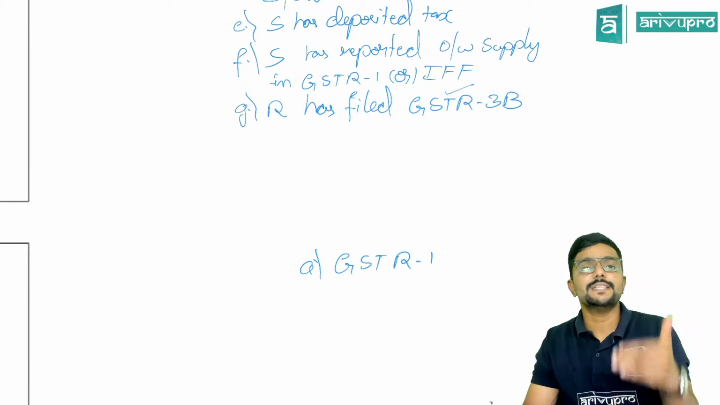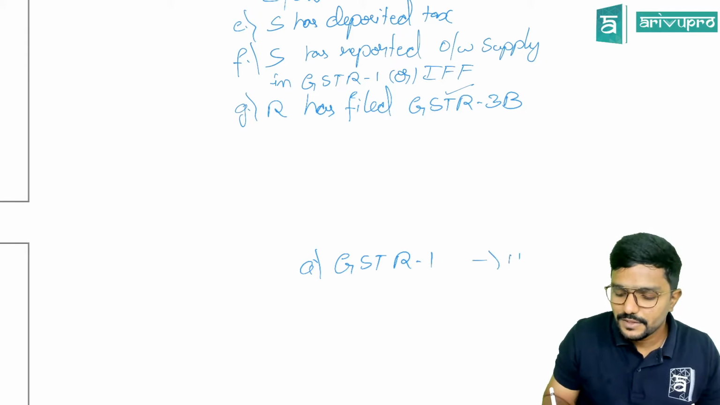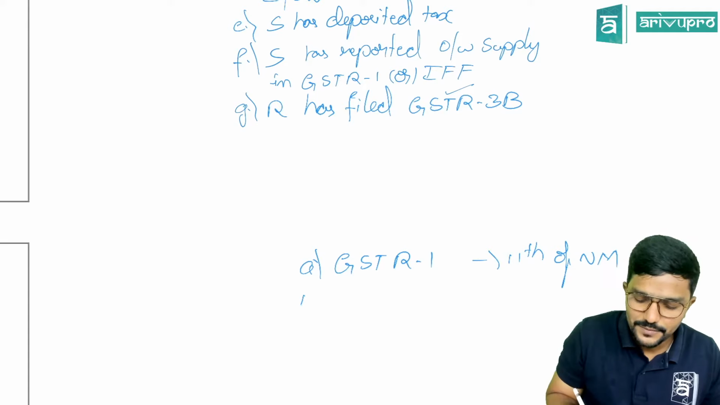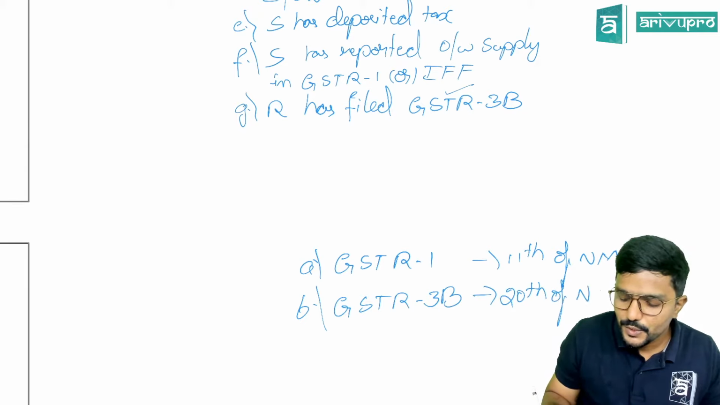To give the details of outward supplies only within 11th of next month. Okay, sir. Every month it has to be filed. Next, there is something called GSTR 3B. GSTR 3B has to be filed within 20th of next month to give the details.